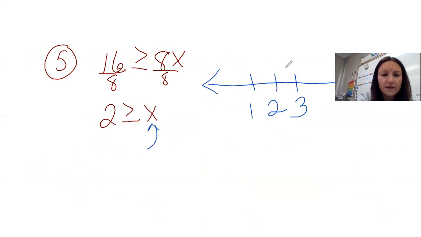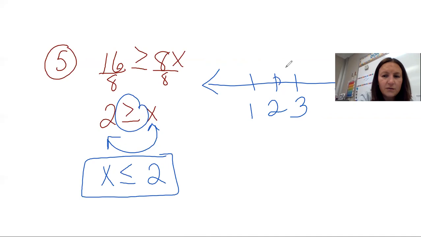let's use the flip-flop method, because 2 is greater than or equal to x does not mean you're going to shade greater than 2. So I'm going to flip the x and the 2. I'm going to flip and then flop this, so it's less than or equal to. So when you graph it, it's going to be a closed circle, and then it's going to be less than or equal to.